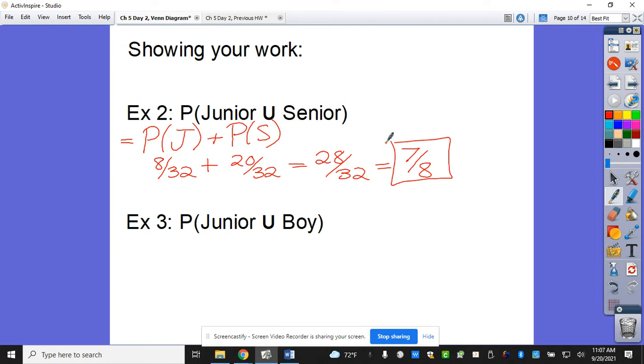if this is a quiz, this counts, and this counts. Sorry, video people. This counts as part, this counts as part, this counts as part. So what's different about junior and boys? These are not mutually exclusive, which means now I'm going to have probability of junior plus probability of boy, what? Minus probability of J and B.